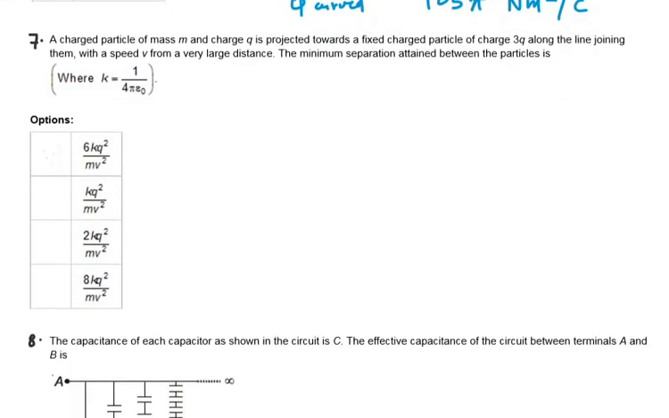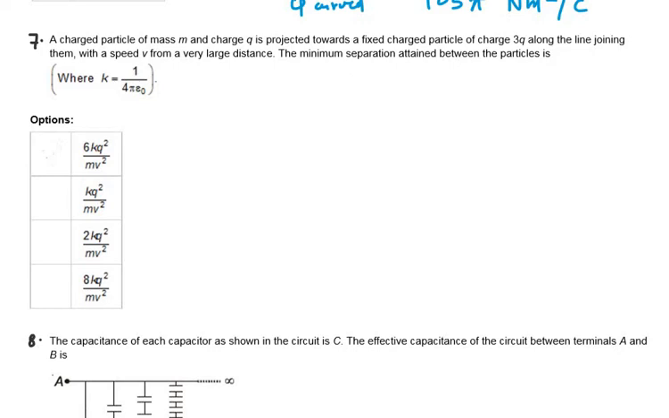It says a charged particle of mass m and charge q is projected towards a fixed charge particle of charge 3q along the line joining them with a speed v from a very large distance. The minimum separation attained between the particle is. So what we need to do is, this is actually related to conservation of energy, because it says that a charged particle of mass and q is projected towards a fixed charge particle along the line joining them. We need to find the minimum separation between the particles.